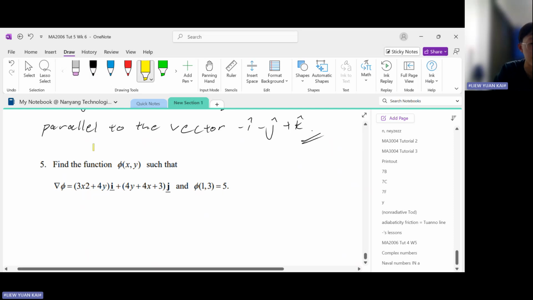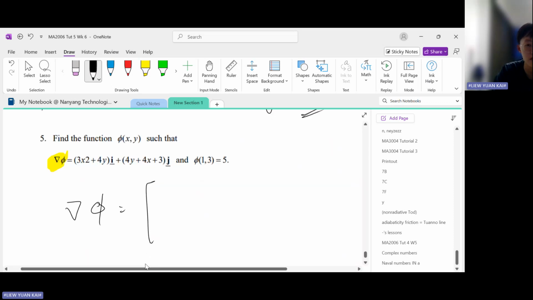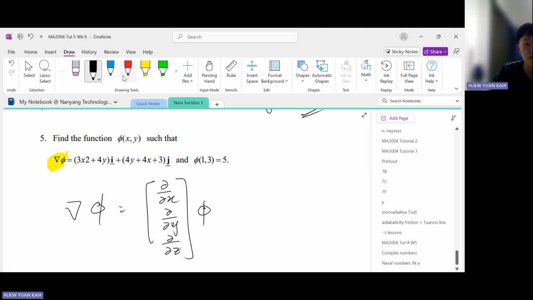Let's consider the left-hand side first, nabla of phi. Remember, you just replace nabla with its definition: a column vector containing partial derivatives in each direction. Then you put 5. You treat this as a scalar multiplication: this times this, this times this, this times this. In actuality, you're not taking multiplication, you're just putting it into each entry.